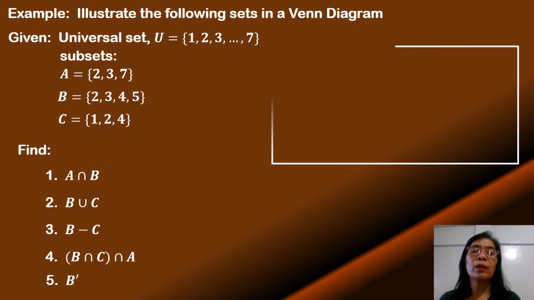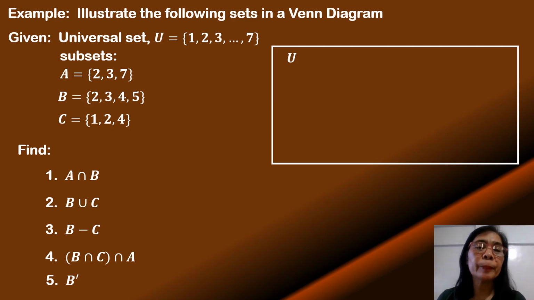So we start by drawing the Venn diagram. We have here a rectangle showing the universal set U. Then, before you draw the subsets, try to look first at the elements in the given sets. Try to find out if the sets are intersecting. Set A has elements 2, 3, 7, B has elements 2, 3, 4, 5, and obviously, since they have common elements, then they are intersecting sets.